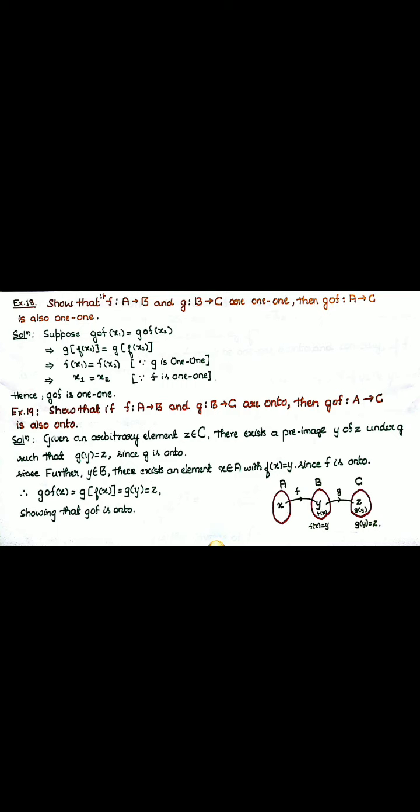Then only we can write, therefore, g composition f of x can be written as g of f of x, and f of x is y, so g of y is nothing but z. So now g composition f of x is equal to z. That means we have shown that g composition f is also an onto function. Thank you.